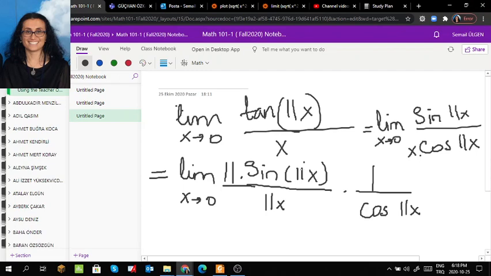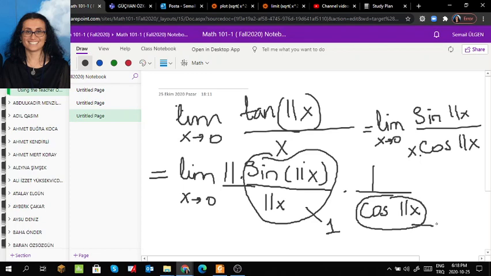Okay? So now if you look at these two, this is going to go to 1 as x goes to 0, because 11x is going to go to 0 as well. So what is left, and this is going to go to cosine 0. But what is cosine 0? Cosine 0 is 1, that's right, and this is not theta, this is 0. Okay, let me erase that. Let me rewrite that.